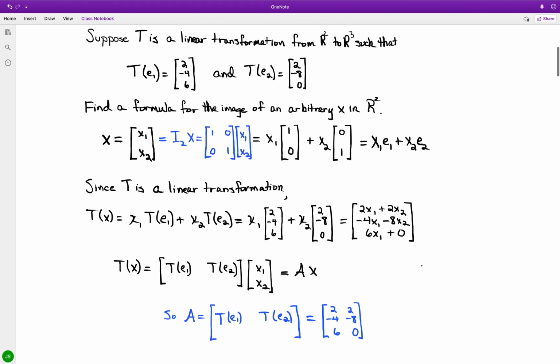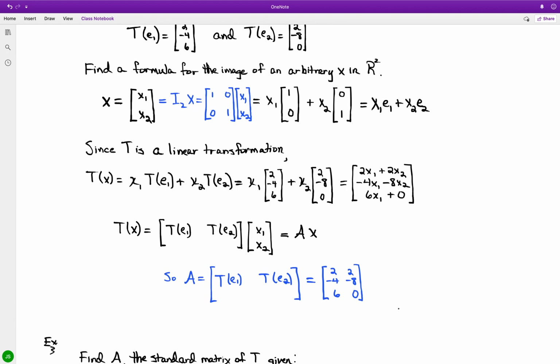So for our unique matrix, A is equal to the matrix resulting from the transformations of the respective columns. A is the 3 by 2 matrix, going column by column: (2, -4, 6) and (2, -8, 0).